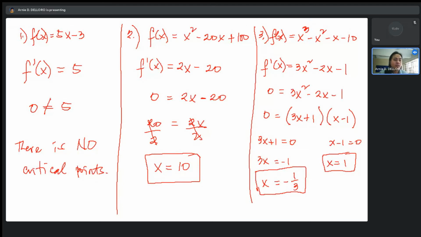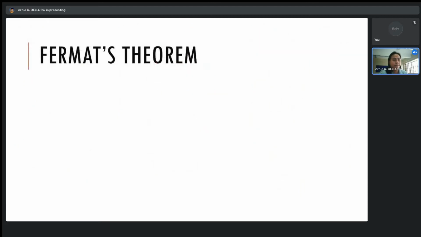We have x equal to negative 1/3 and x equal to positive 1. So we have two critical values. Ano po? For number 3. So that is how we determine the critical values of a given function. Okay? Sige, let's have the Fermat's theorem.